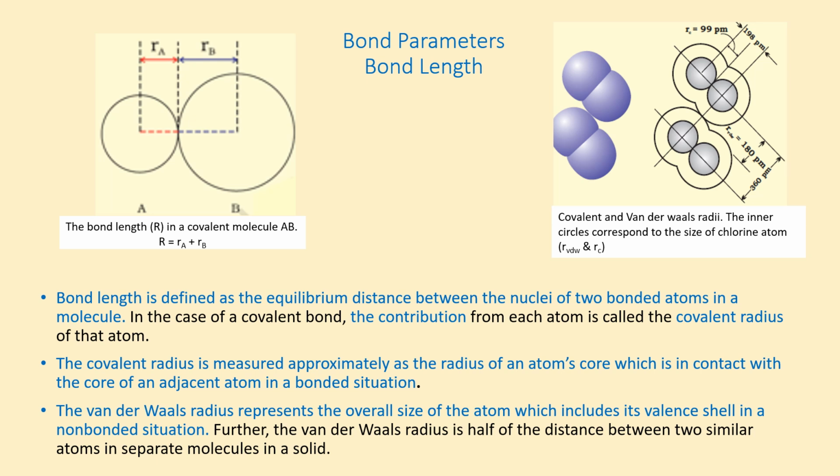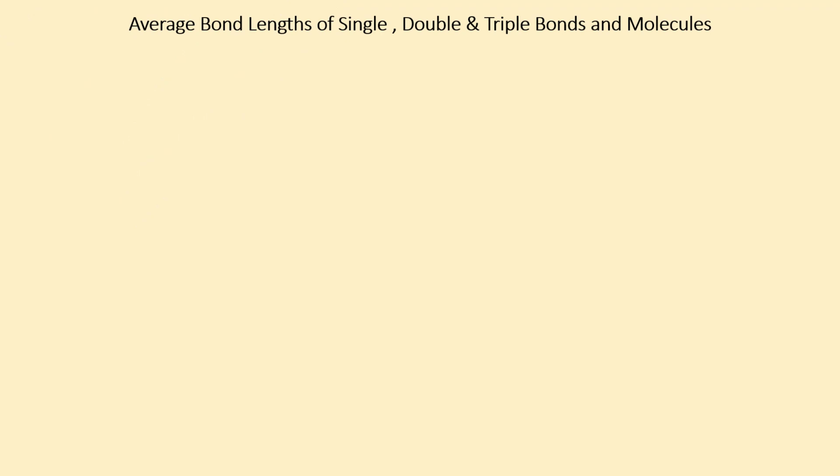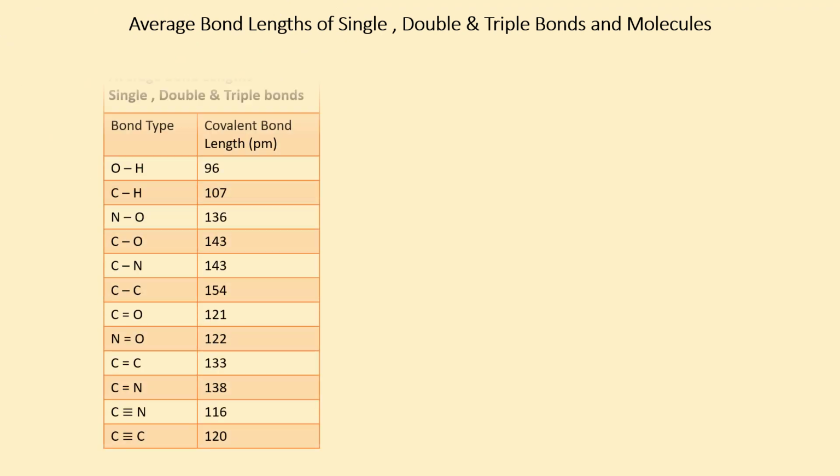Some typical average bond lengths for single, double and triple bonds are shown in the table in the next slide. Bond lengths for some common molecules are also given in tables 3 and 4. Table number 1 on your screen shows the average bond lengths for single, double and triple bonds.